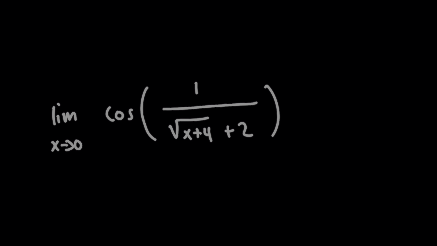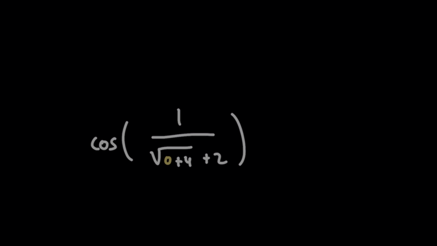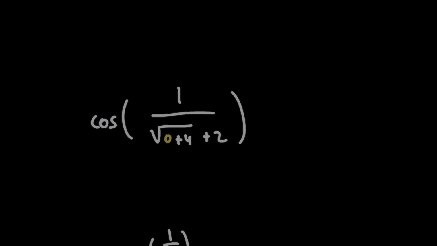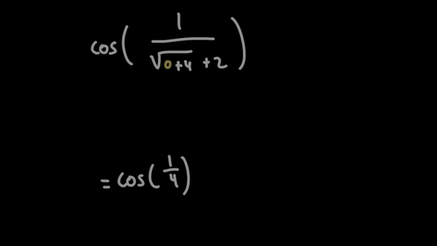Now we're going to have this new expression, and check this out. We can safely now plug in x equals 0 because we no longer have to worry about dividing by 0 here. And when you simplify this further, you're going to get the cosine of this expression, which simplifies to the cosine of 1 over 4.